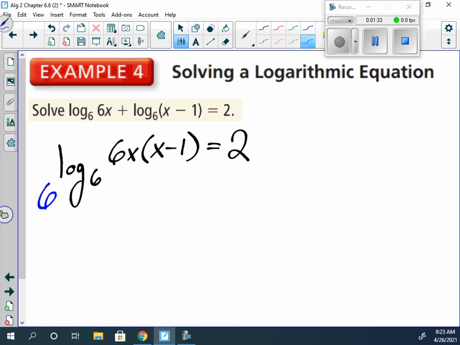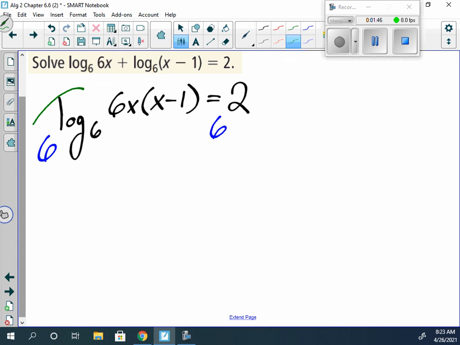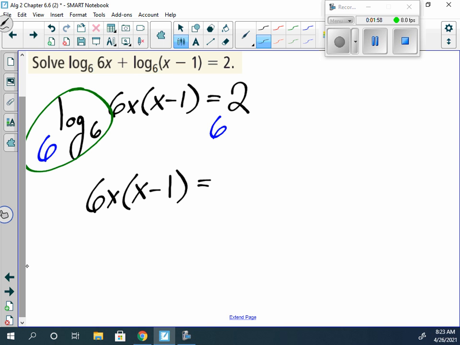Right, we'd put it as 6 to the log base 6, because 6 to the log base 6 will simplify. And essentially, we're putting both to the base of 6. Because this right here, 6 to the log base 6 of 6x times x minus 1, will become 6x times x minus 1. That will simplify for us. And on the other side, we're going to have 6 squared.